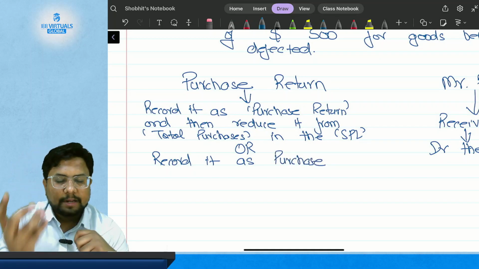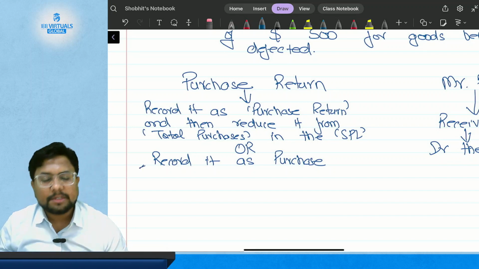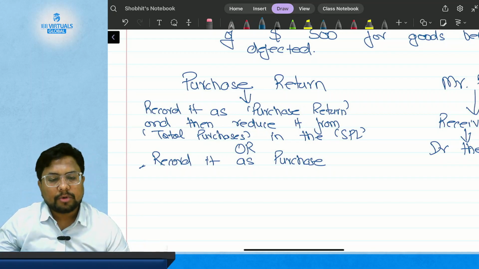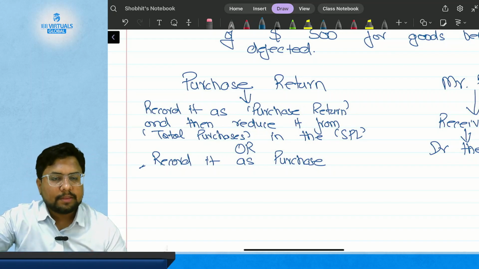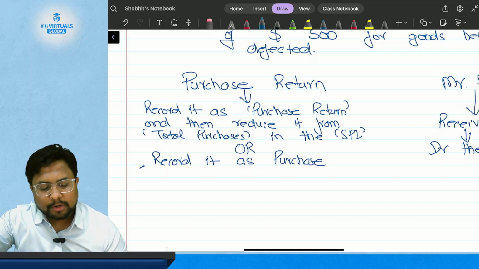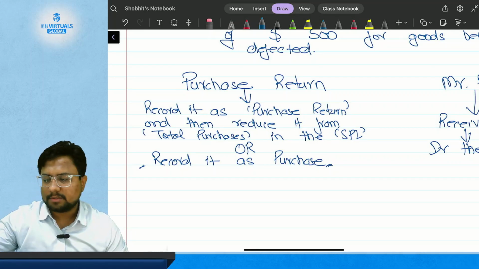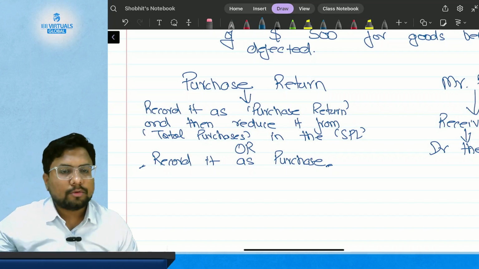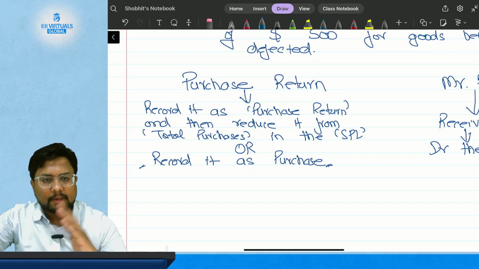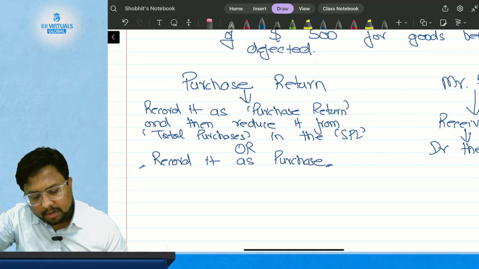So purchase is a debit, but purchase return is the opposite. So when you are recording as a purchase, you will do a credit entry. So the rule is either you can record it as a purchase return and then subtract it from the total purchases in the statement of profit or loss, or you can record it as a purchase and it will be reduced from the total purchases. Okay, that we have studied in chapter 2, and also in chapter 4, when we studied the business transactions. So this is the accounting treatment.